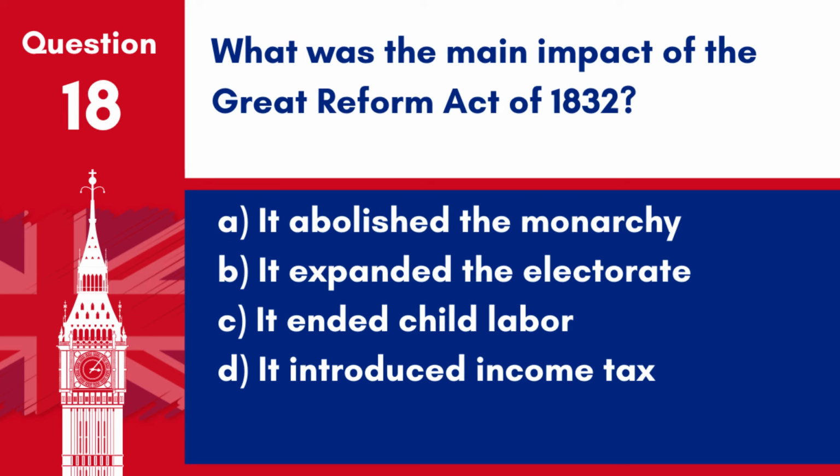Question 18. What was the main impact of the Great Reform Act of 1832? A. It abolished the monarchy. B. It expanded the electorate. C. It ended child labour. D. It introduced income tax.